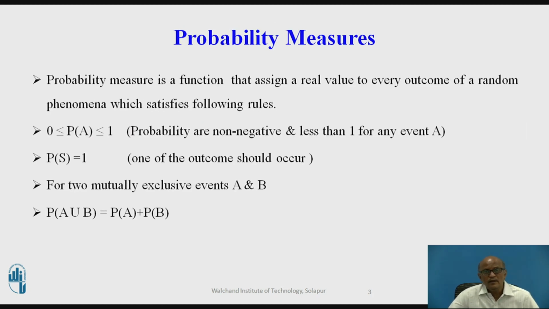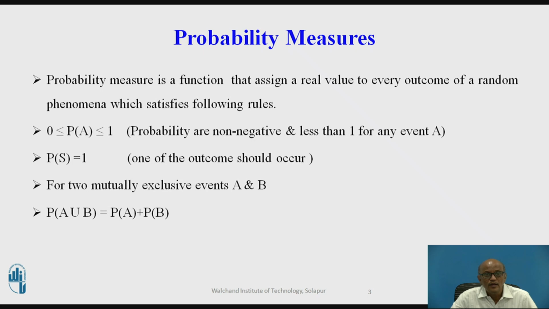When we assign probability, it has to follow certain rules. The first condition is that the probability we assign to any event should be bounded between 0 and 1. The probability of event A should be greater than or equal to 0 but less than or equal to 1. So probabilities are non-negative and at most 1 for any event A.